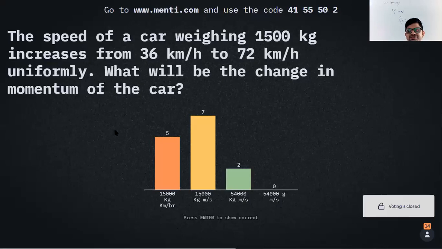So the correct answer is option B, 15,000 kg meter per second. Earlier I had told that we have to follow the SI unit. The SI unit of mass is kg, and for the speed it is meter per second, not kilometer per hour. Okay.